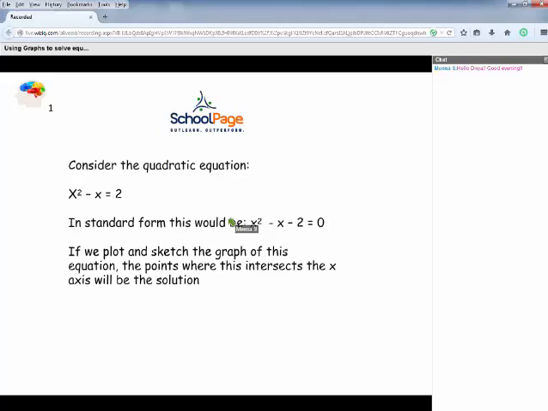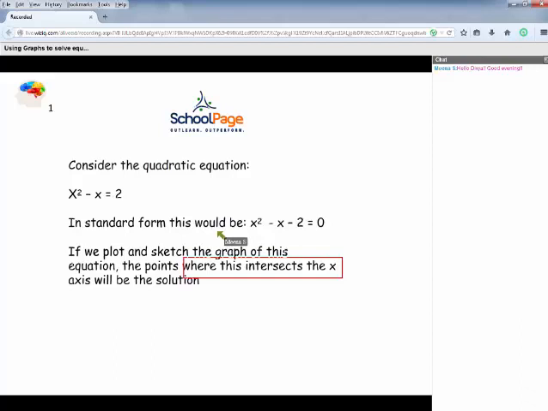Consider the quadratic equation x squared minus x equals 2. In standard form, this would be written as x squared minus x minus 2 equals 0. If we plot and sketch the graph of this equation, the points where it intersects the x-axis will be the solutions. Why do we say it intersects the x-axis, Divya? Because at that point y is equal to 0. Perfect answer. Good.